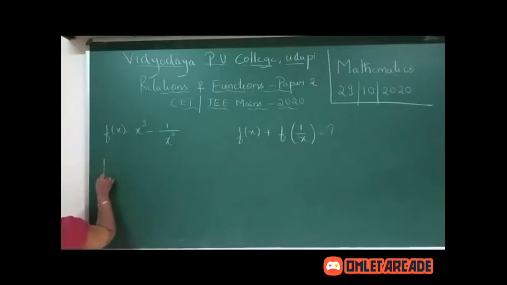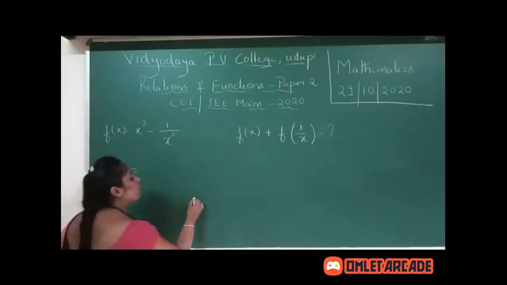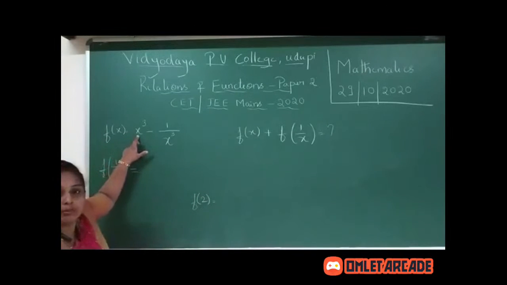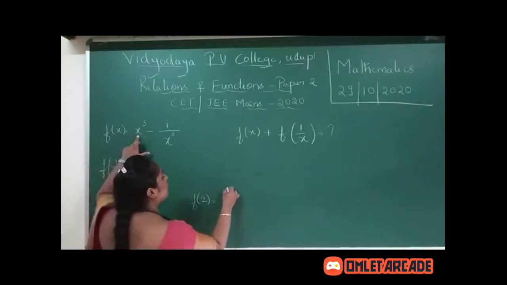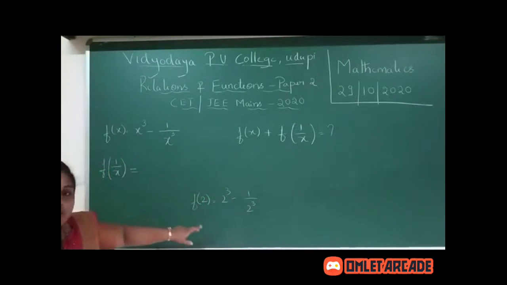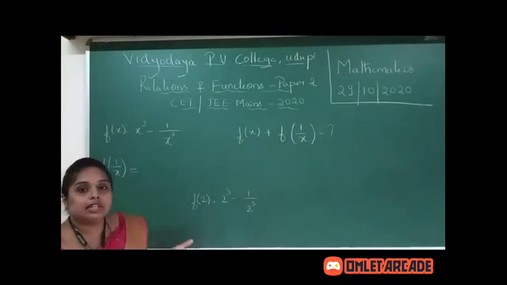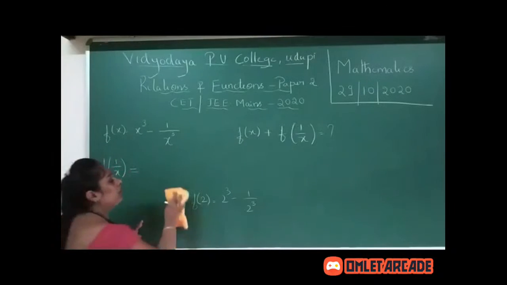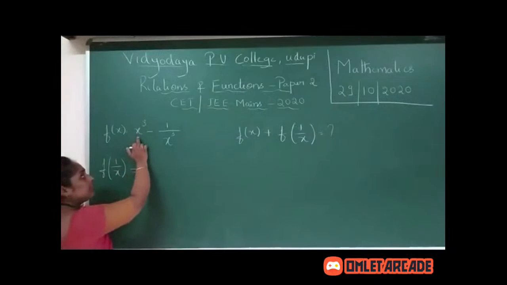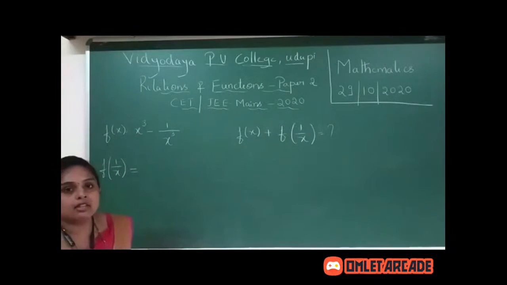So, f of 1 by x will be... see, if f of x is given and I want to find f of 2, what will I do? In the place of x I put 2, that's it. This would be 2 cube minus 1 divided by 2 cube, right? If I want f of 3, in the place of x I write 3. You know how to substitute, okay? But here, what I want is f of 1 by x. Okay, I want 1 by x.